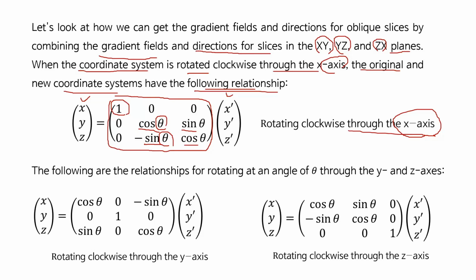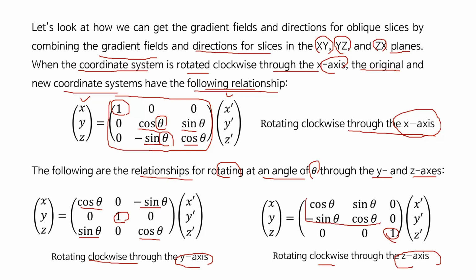The following are the relationships for rotating at the angle of theta through the y and z axes. For the y axis, here as well, cosine theta, sine theta, minus sine theta, cosine theta are placed in this way. This is rotating clockwise through the y axis. And this one is rotating clockwise through the z axis. Cosine and sine are placed in this way.